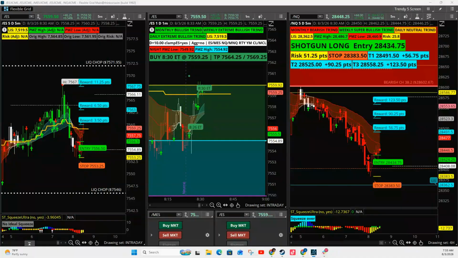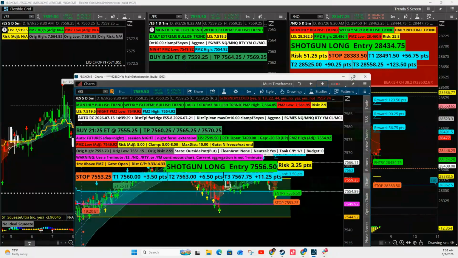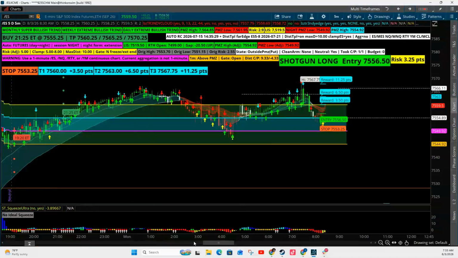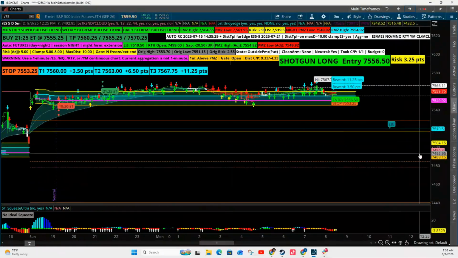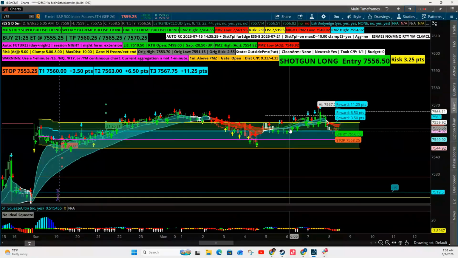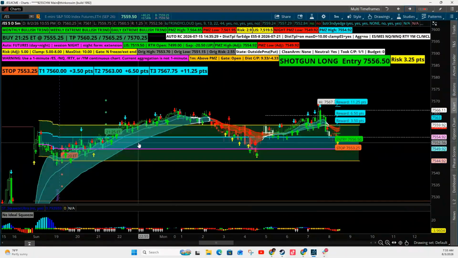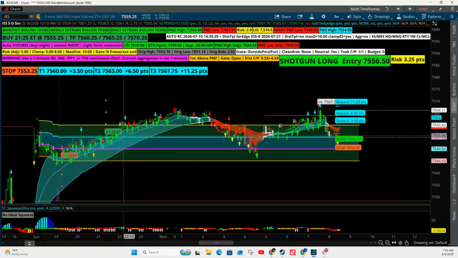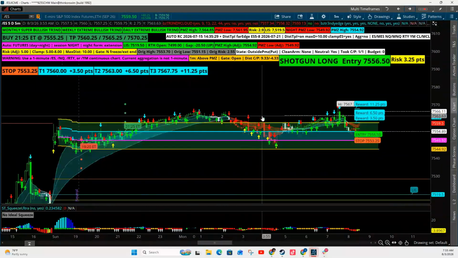And I think this picture says it all, right? This is on a much smaller time frame, a 5 minute. This is my PMZ from last night, with what I call a distance gate around it. And this is where we gapped up, and this is price.